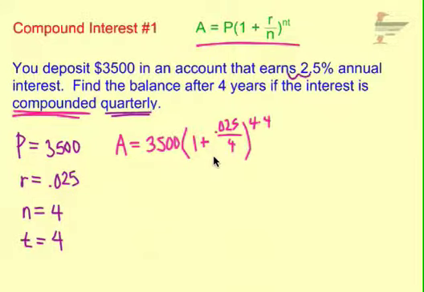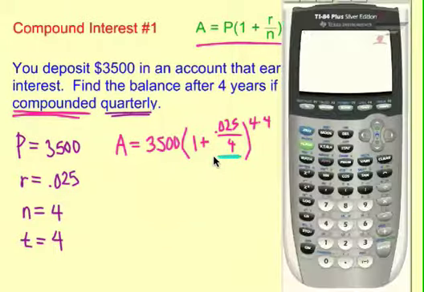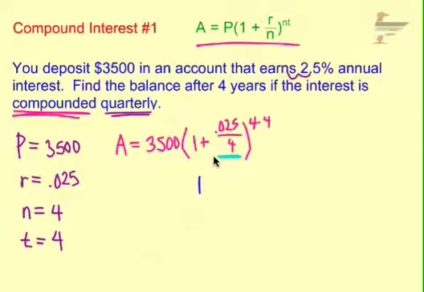So in simplifying this, we want to start out in the parentheses. And I would go to this decimal, .025 divided by 4. So I'm going to go ahead and grab a calculator. .025, divide that by 4. And we get .00625. We can go ahead and add 1 to that right now to have the 1.00625.